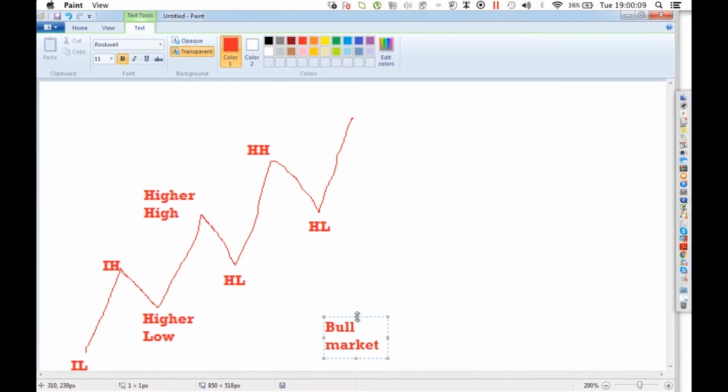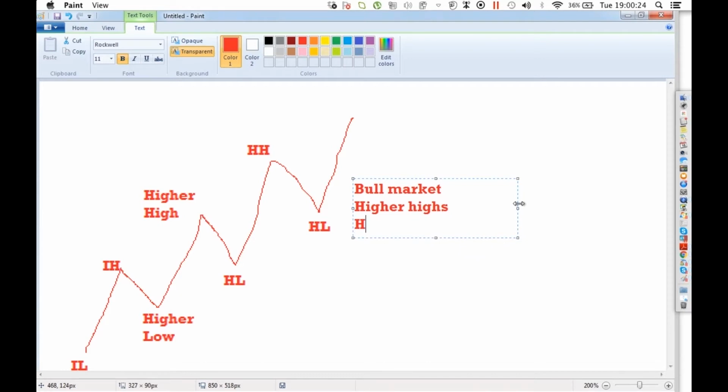All right? So bull markets are made by higher highs and higher lows. So when the market just keeps making higher highs and higher lows, then you know that this is a bull trend, and then you know that, okay, people are buying now.